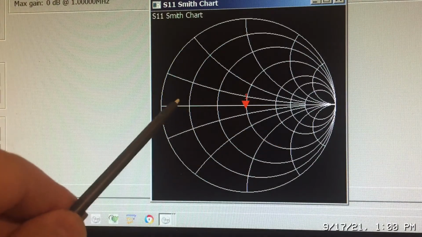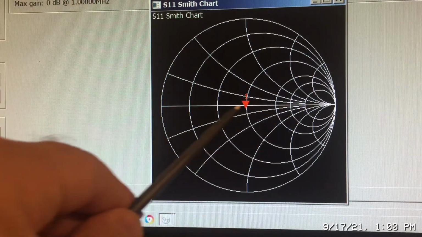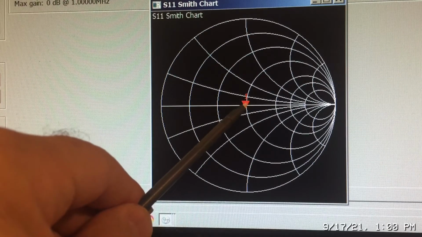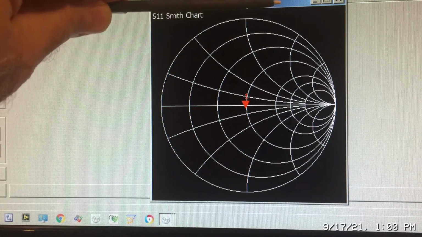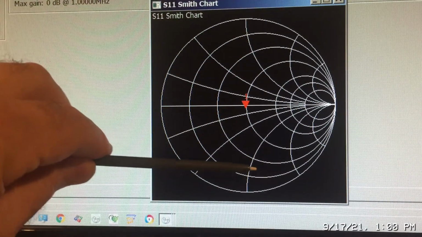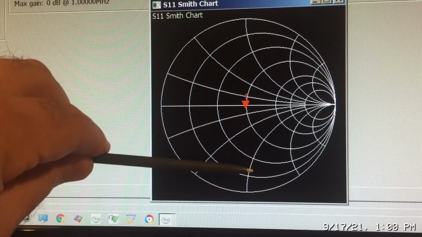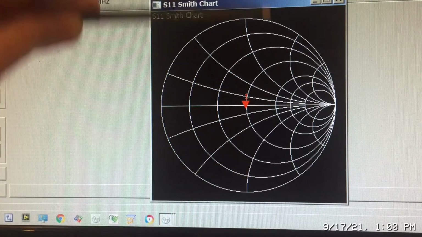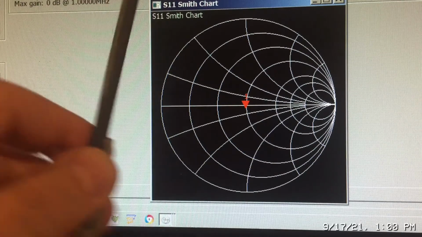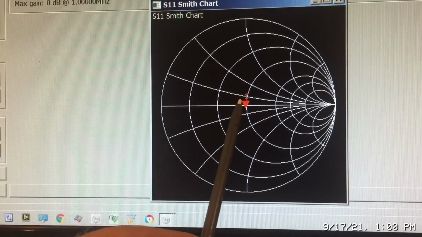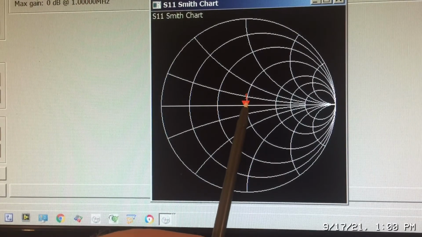This line is where we have zero reactance. In the upper half of the chart, we have inductive reactance. In the lower half of the chart, we have capacitive reactance. So plus J, minus J. So with a 50 ohm purely resistive load, which is the real part, we'd be at the center of the chart, which is what you see there.